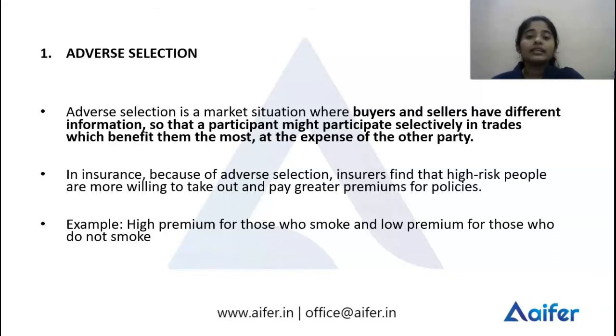That is, one party will trade by taking advantage of the other party, because one party will be having more information than the other. Of course, the party who has more information will be taking advantage of the party who does not have any additional information. So there is exploitation. Such a market situation is known as adverse selection. The participant who has more information will be participating selectively in trades.